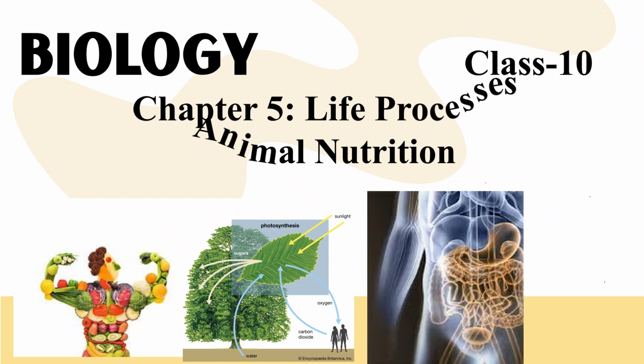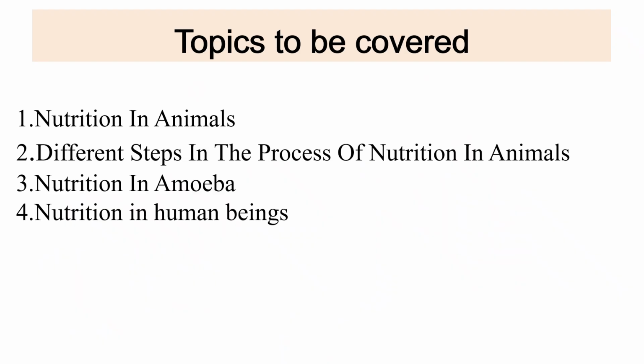This is part 2 of chapter 5, life process, and today we are going to discuss animal nutrition. So students, the topics that we'll cover are nutrition in animals, different steps in the process of nutrition in animals. Then we'll discuss nutrition in amoeba and nutrition in human beings.